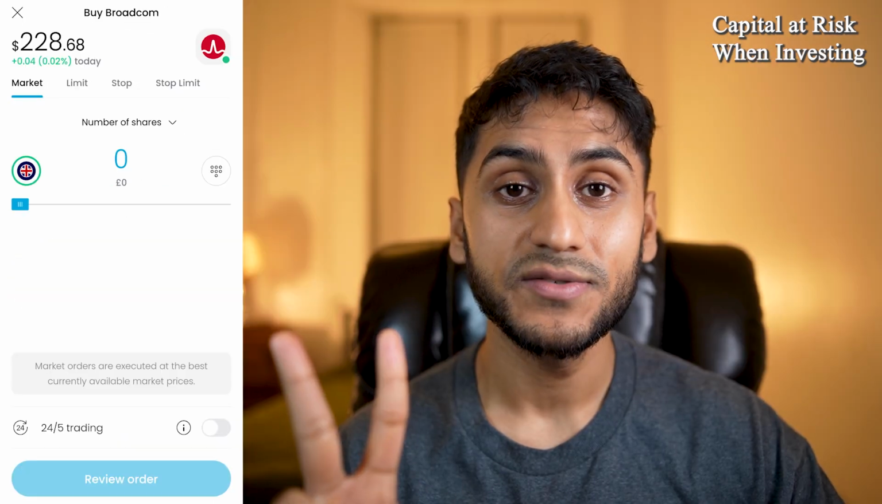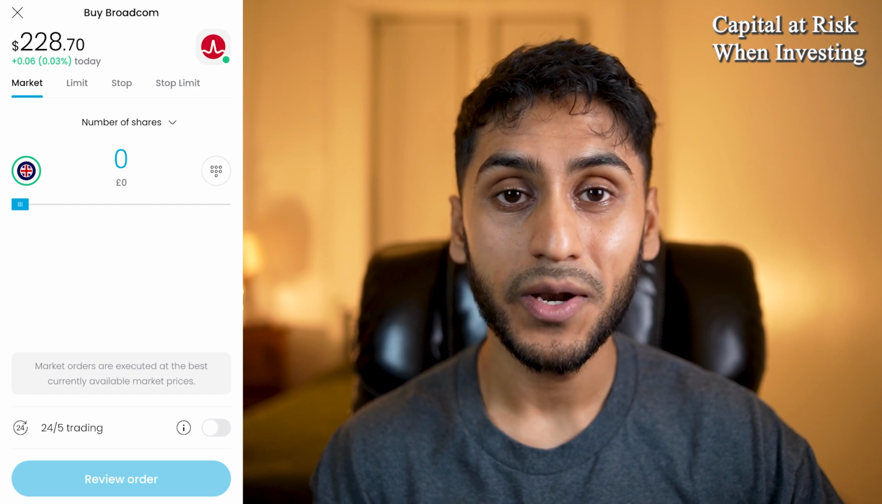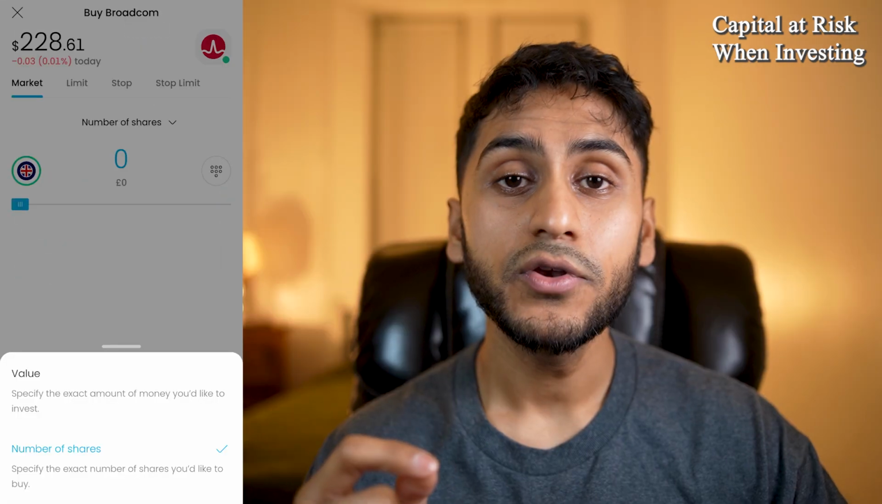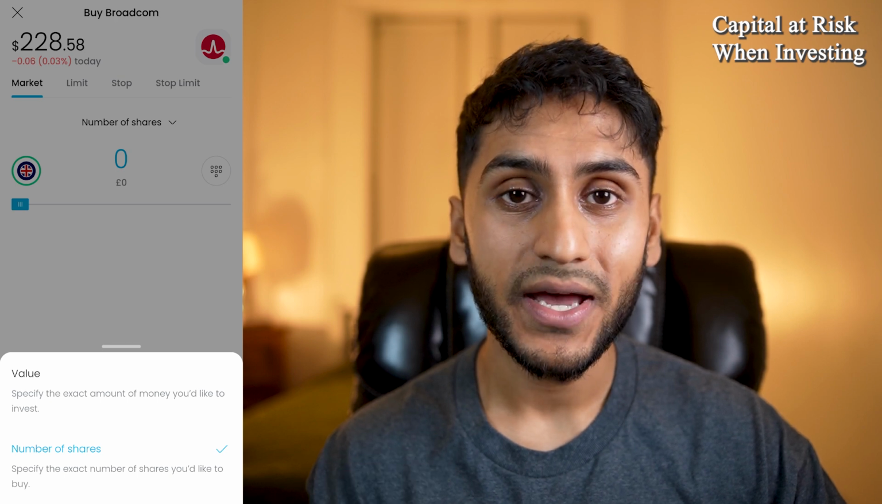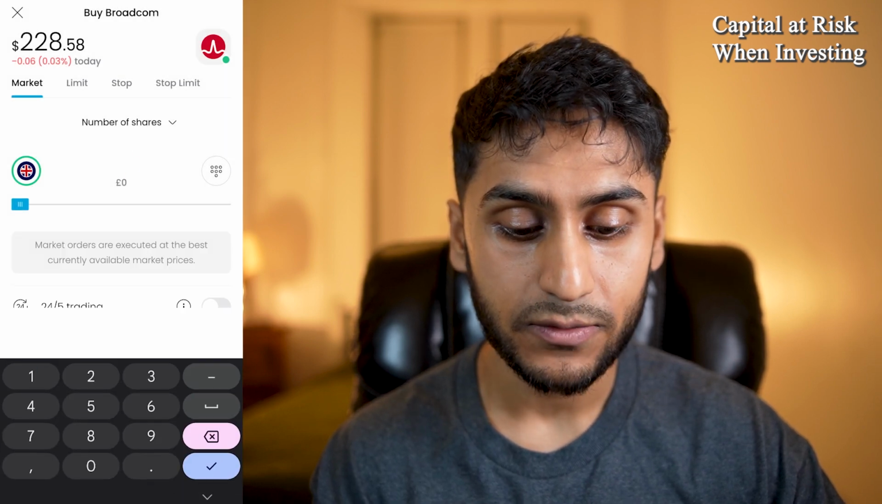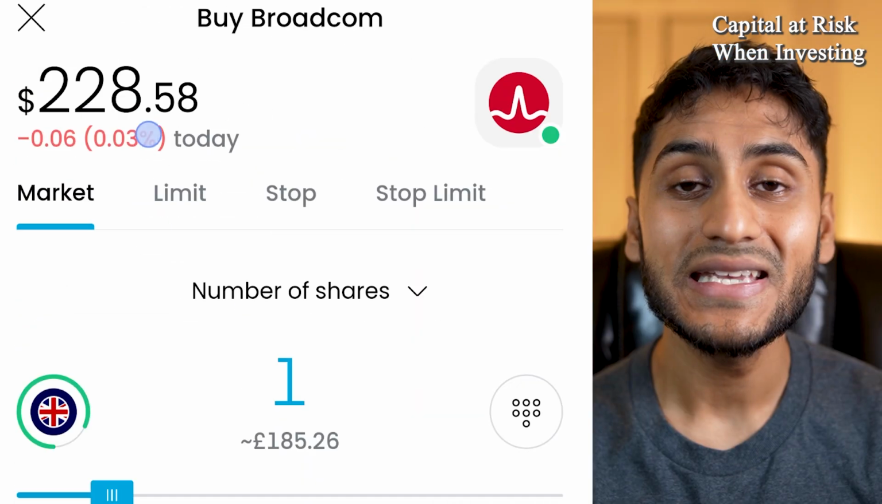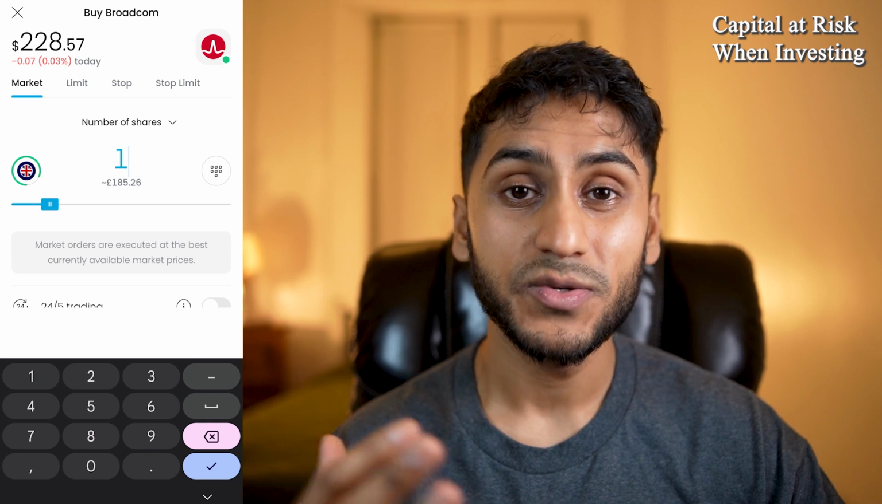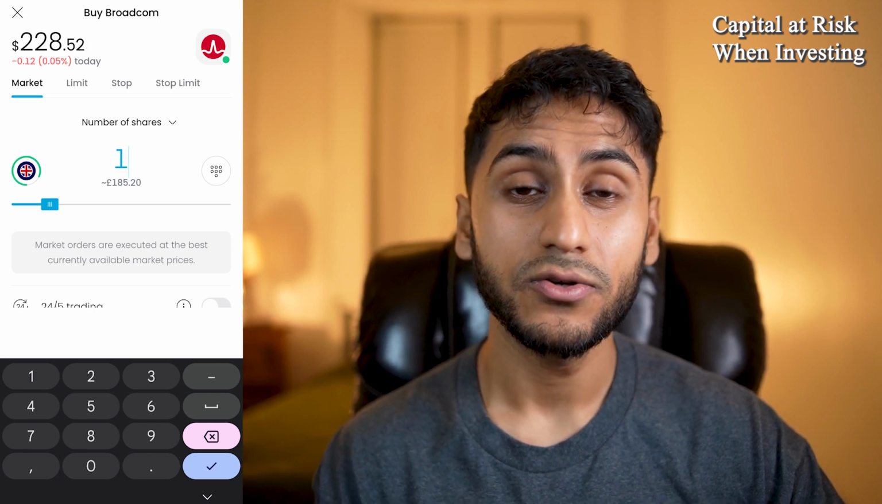Now there are 2 options when it comes to buy, and this is exactly what I'm going to go through today. So the first option here, it says number of shares. So if you know exactly how many shares you want to buy, you can press this. For example, if you just wanted 1 share, in the top left corner, this is the price per share. So currently $228. This will fluctuate pretty much minute to minute if the stock market is open.